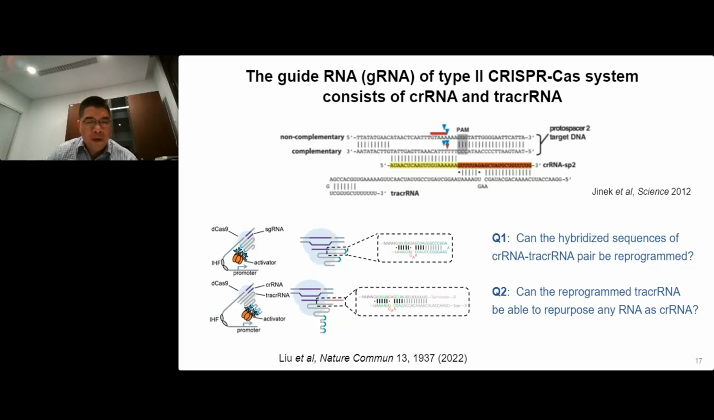We know that the 20 base pair spacer region is programmable and allows you to target the double-stranded DNA. And then we ask the question: can the hybridized sequence of CRISPR RNA and trans-acting CRISPR RNA, the red region, also be programmed? If this is true, can we use the reprogrammed trans-acting CRISPR RNA in this way to repurpose any RNA as CRISPR RNA? In that way, it means the whole CRISPR RNA molecule will be programmable. So this is the question and also the hypothesis we start from.